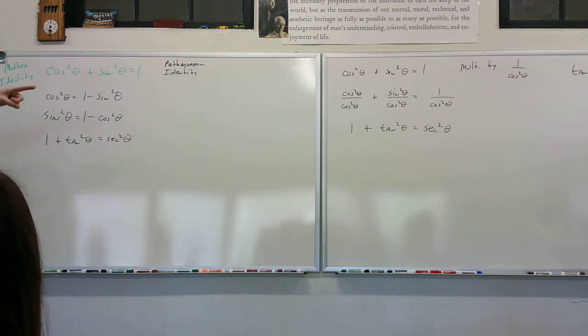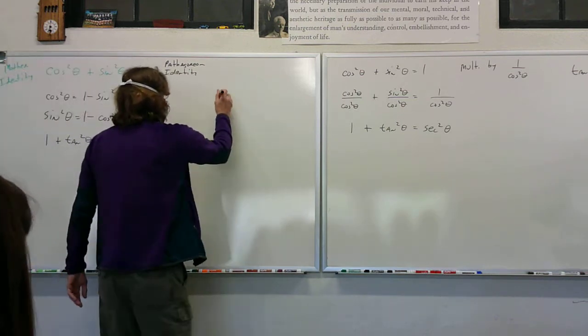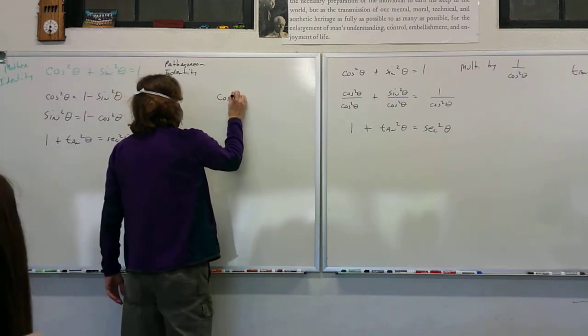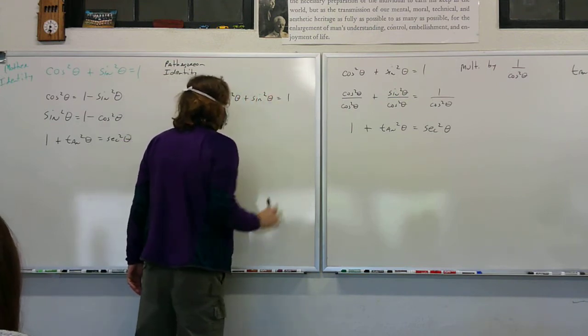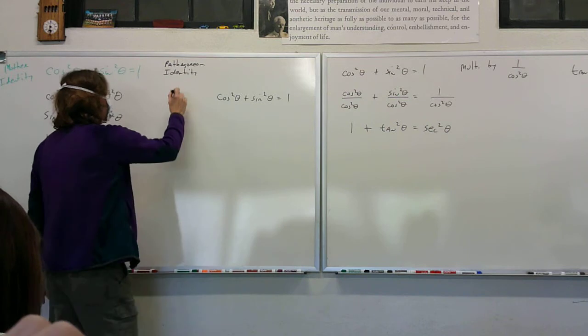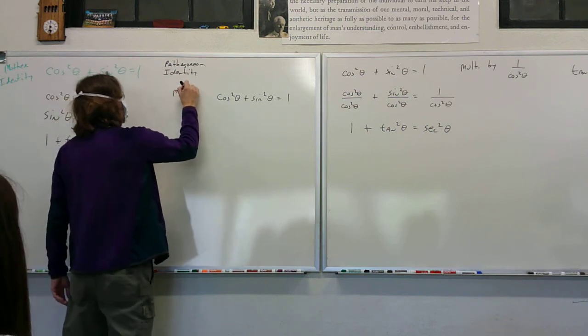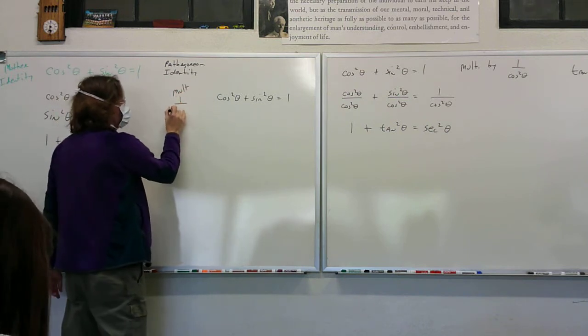And I showed you how to help you memorize it, because if you have the mother identity, you just multiply everything by what? 1 over cosine squared. Are you noticing how you can do algebra with these trig functions? All right, that's what I'm hoping you notice. Now, let's do it again. Let's take cosine squared theta plus sine squared theta equals 1, and let's multiply that by 1 over sine squared.